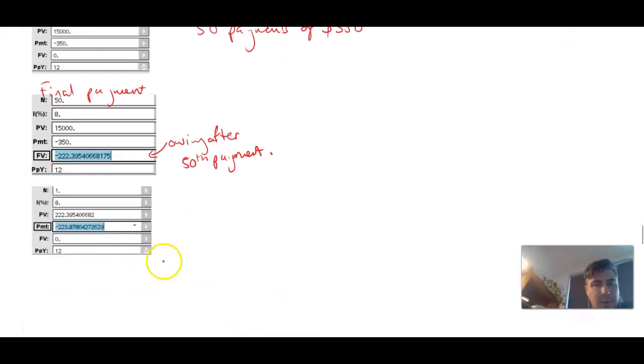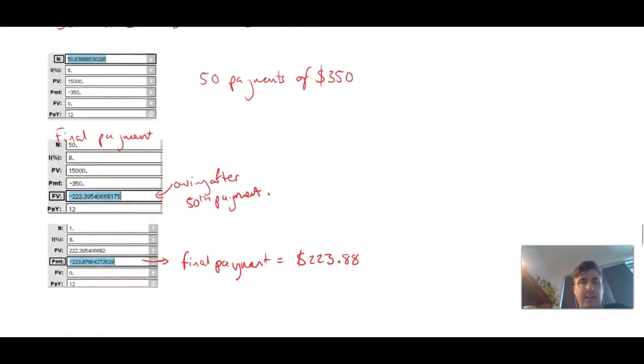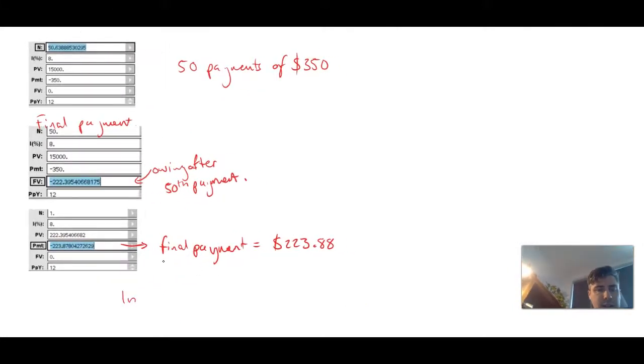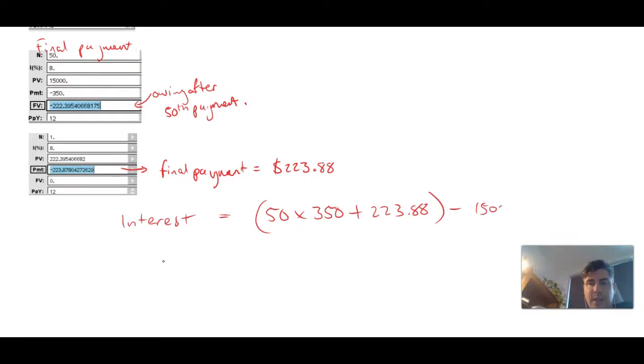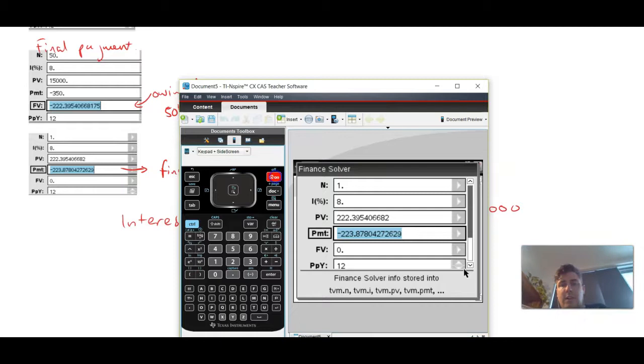The final payment equals $223.88, and that's going to get factored in to our interest calculation. So the interest is going to be 50 lots of 350 plus 223.88 take away 15,000, and that's going to give us the interest for the scenario number 2.